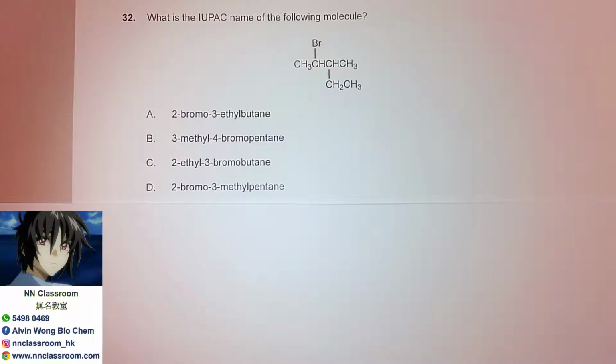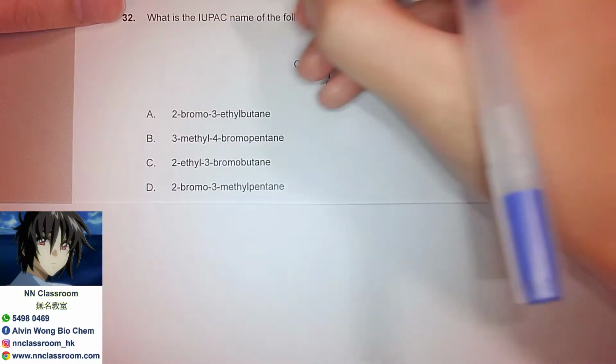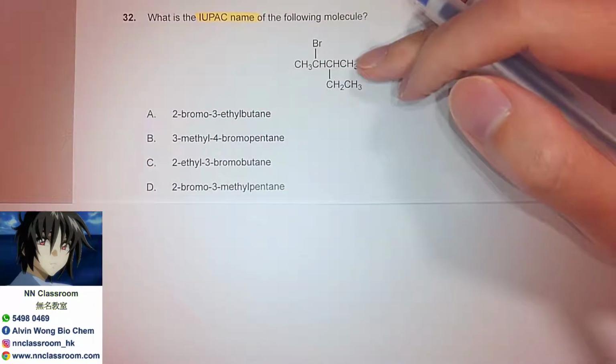Today I'd like to share with you a past paper question from 2019, time zone 1 in May. Question number 32, relating to the final topic, organic chemistry from topic 10, including the naming ideas. Let's see. What is the IUPAC name of the following molecule? So given this entire molecule.